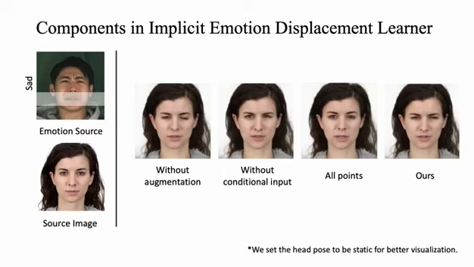All three components are effective designs for emotion generation. Among the three components, the data augmentation strategy is especially critical for our model, as it contributes to transferring accurate emotional dynamics without sacrificing the identity.